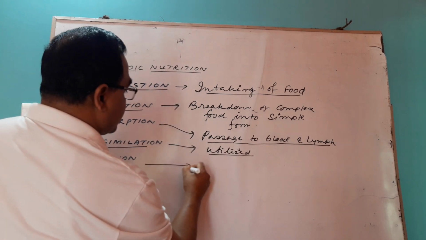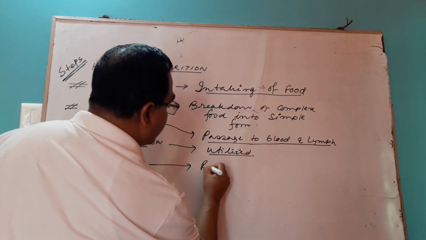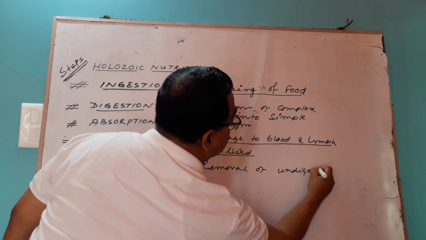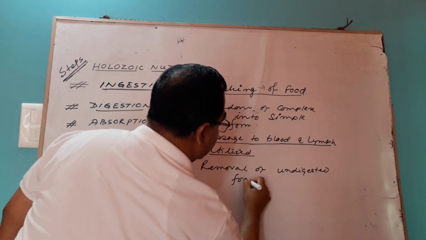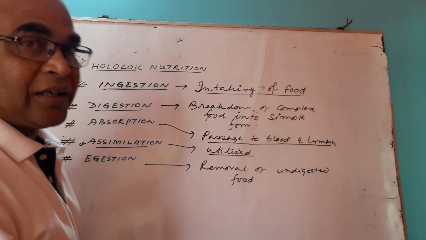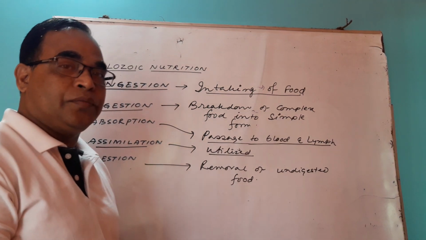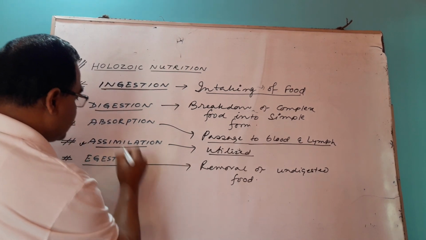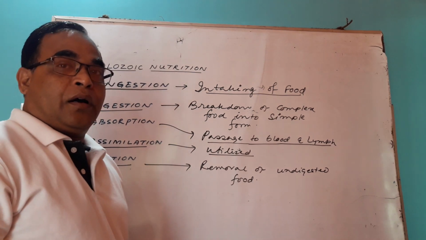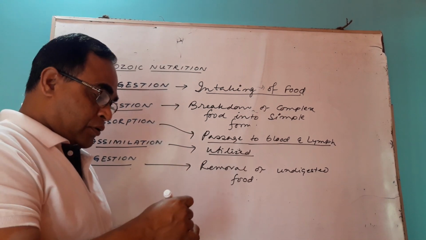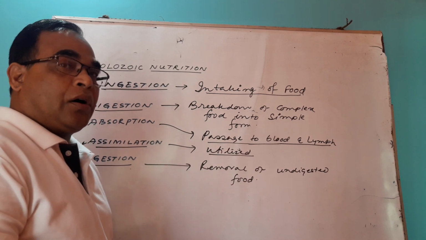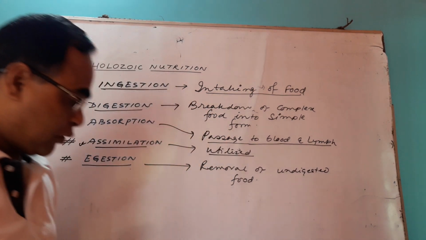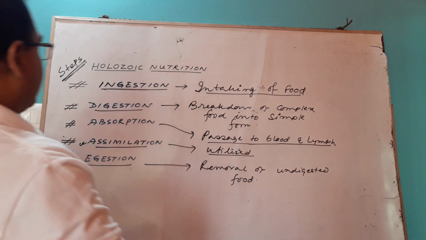And finally, egestion. Egestion is the process of removal of undigested food. Some food remains undigested even after digestion, and this food has to be eliminated from the body. Elimination or removal of undigested food from the body is called egestion. So these are the steps that occur in holozoic nutrition. We'll discuss two examples of holozoic nutrition here: one is amoeba and another is human being.